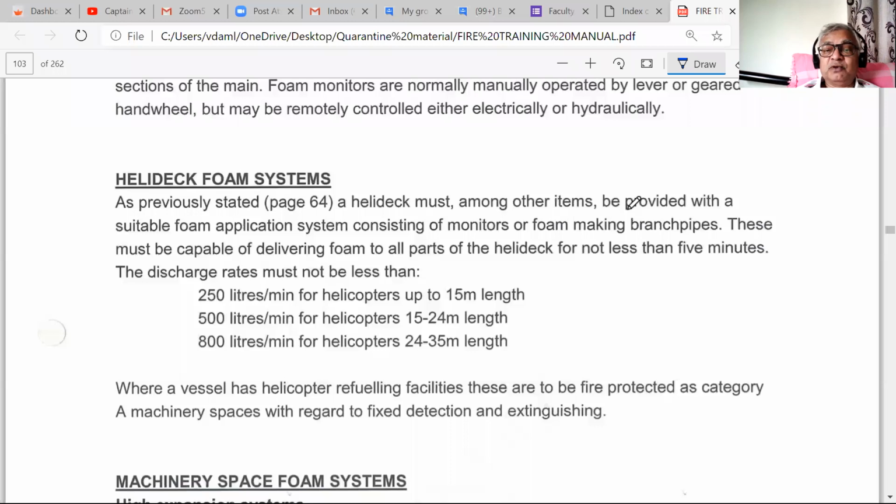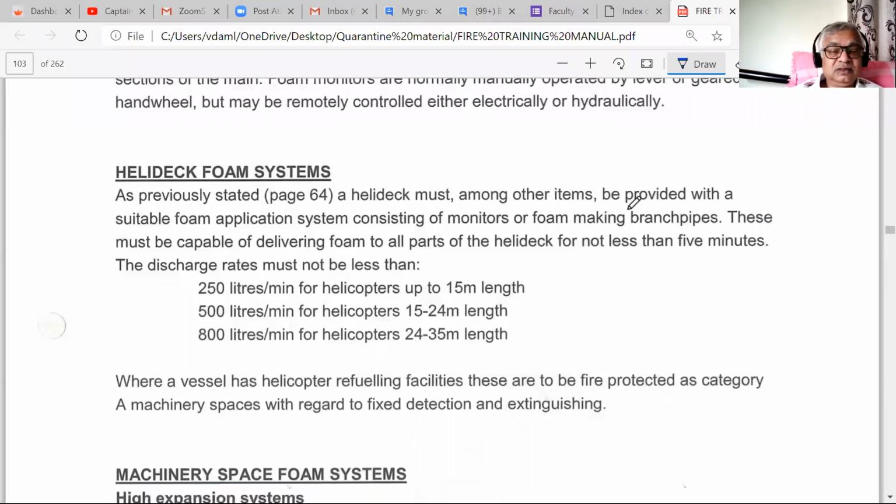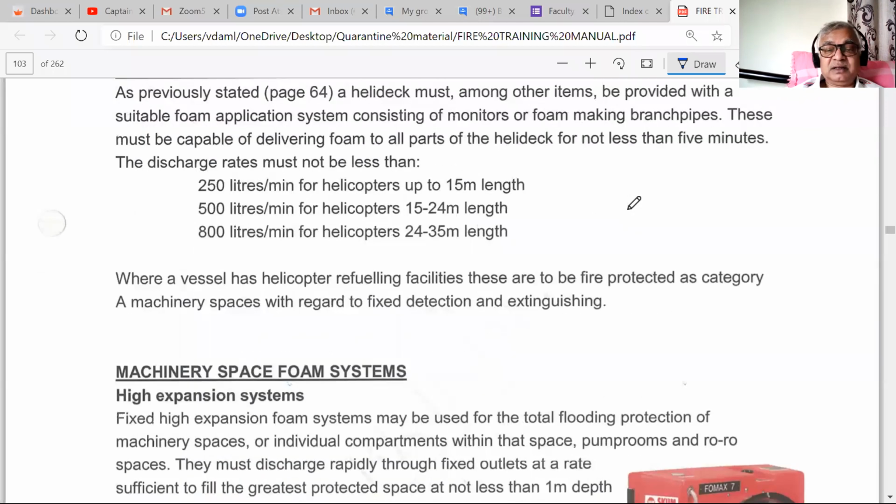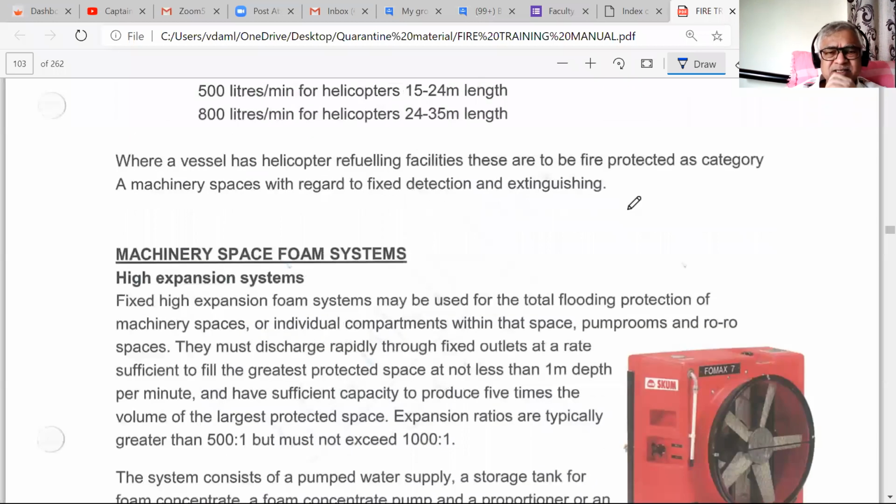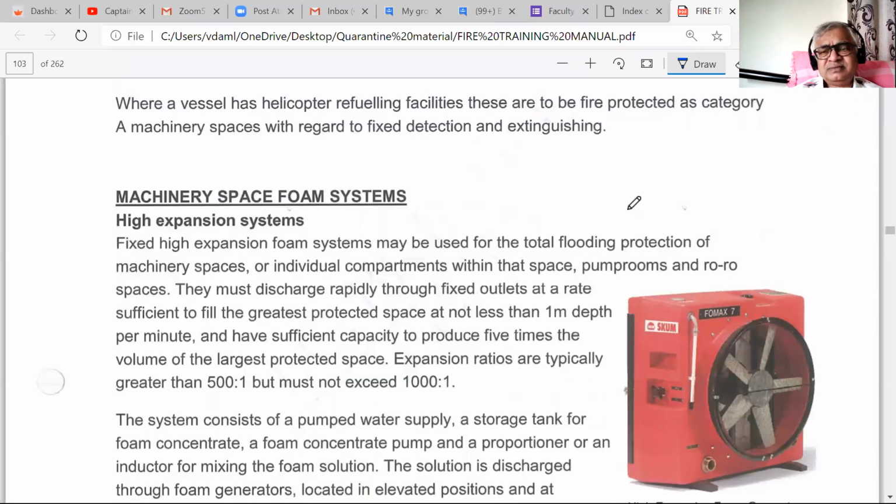So you have to be careful when you are going to use the foam. You can't be blowing it away with another jet of water. You have to decide which one you are using. Now, machinery foam system, it's not too common, but it is the same thing.